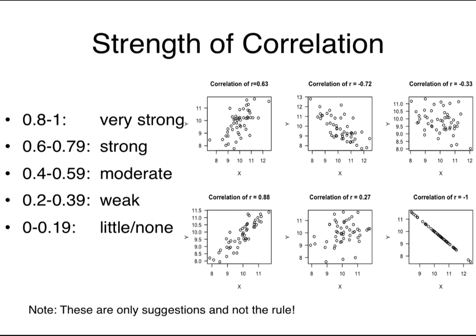So let's look at a few examples here. Here we can see a fairly strong positive correlation. This is a strong negative correlation. Here's a weak negative correlation, a very strong positive correlation, a weak positive correlation, and finally a perfect negative correlation.